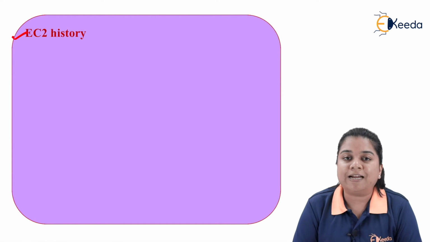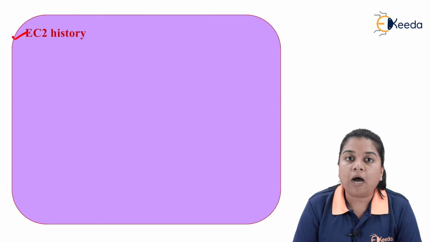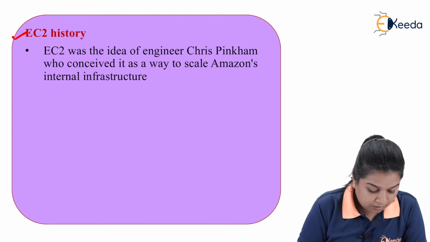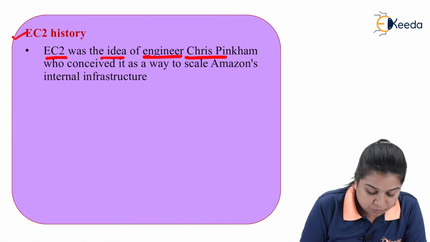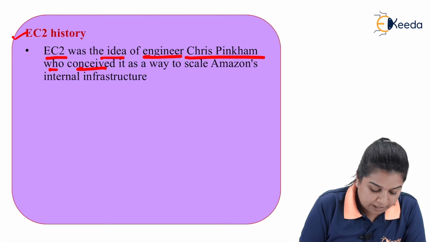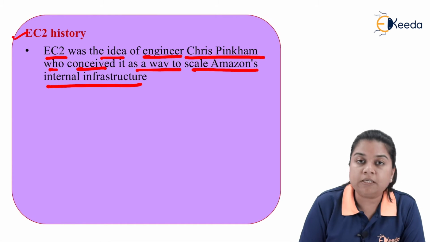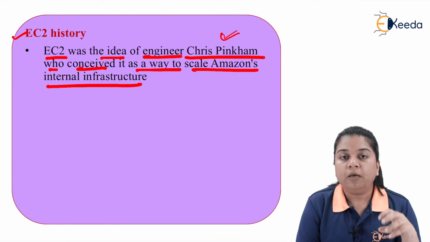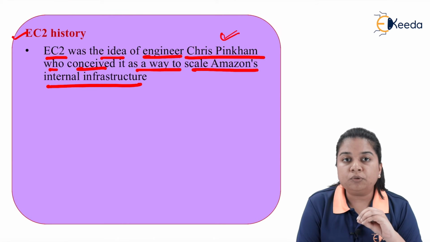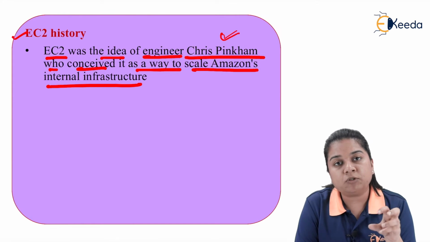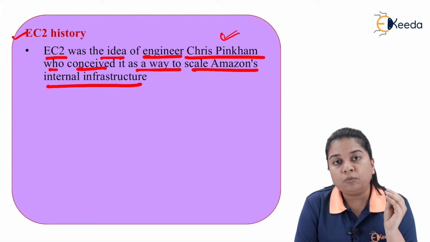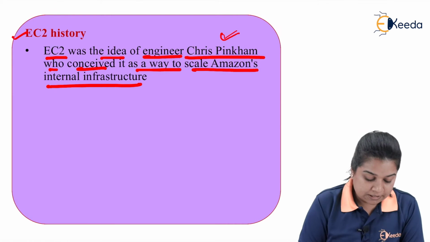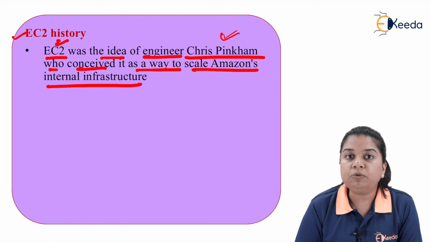Then EC2 history, that means Elastic Compute Cloud history, how it came into existence and what was the idea behind it. EC2 was the idea of engineer Chris Pinkham, who conceived it as a way to scale Amazon's internal infrastructure. So, this was the idea by Chris Pinkham because what he wanted to do is increase Amazon's internal infrastructure. With this came the idea of Elastic Compute Cloud.